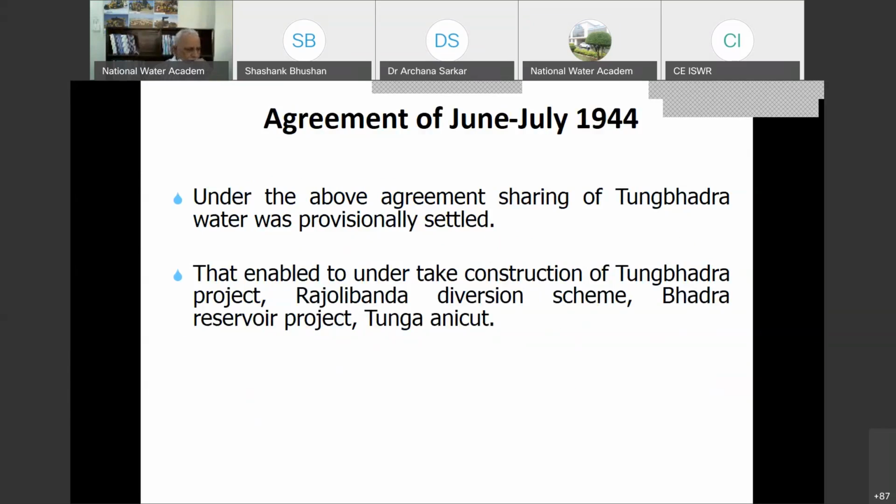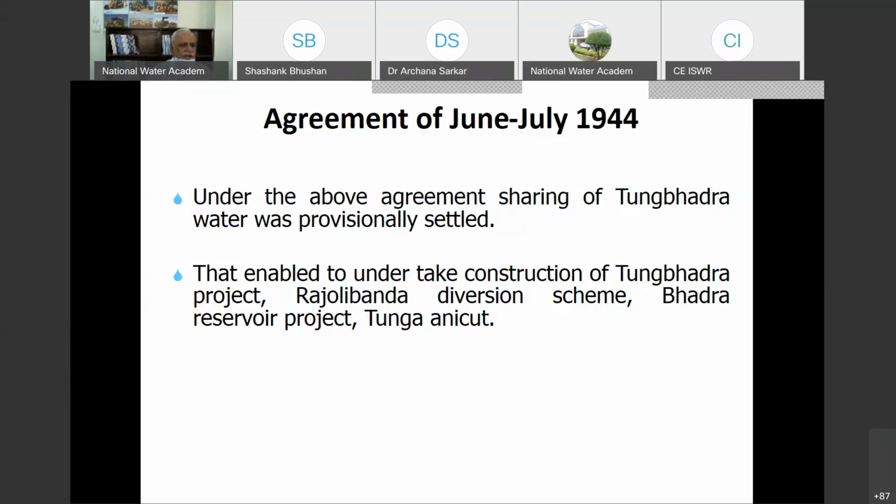Prior to 1935, there were a couple of agreements for sharing of the Tungabhadra waters. Those were in 1893 and 1933. In July 1944, another supplementary agreement was made for sharing of Tungabhadra waters.